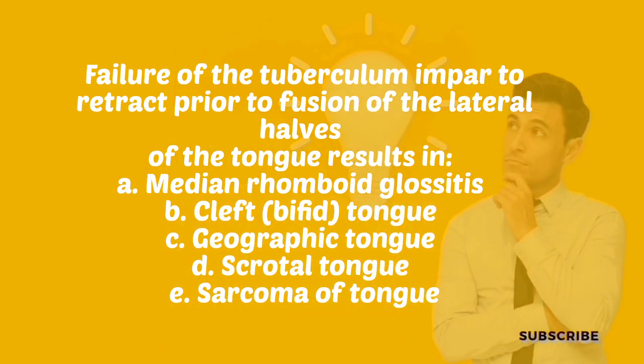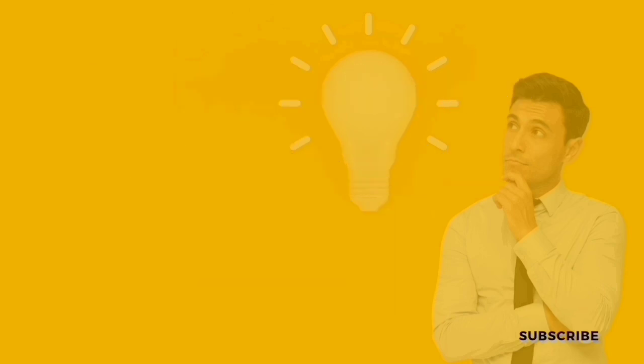Question: Failure of the tuberculum impar to retract prior to fusion of the lateral halves of the tongue results in A. Median rhomboid glossitis, B. Cleft, bifid tongue, C. Geographic tongue, D. Scrotal tongue, E. Sarcoma of tongue. Its option A is correct.